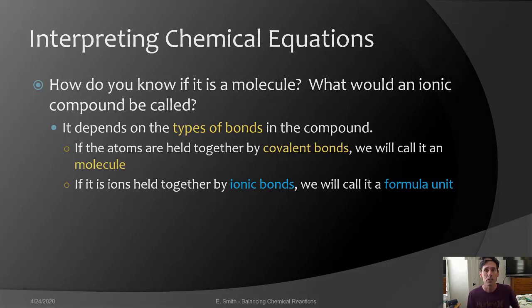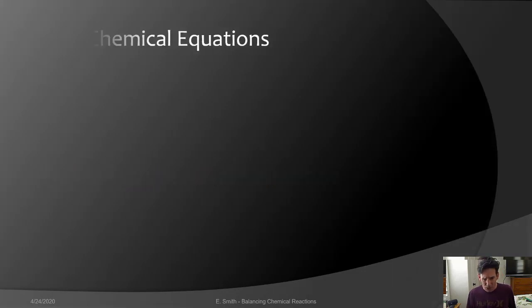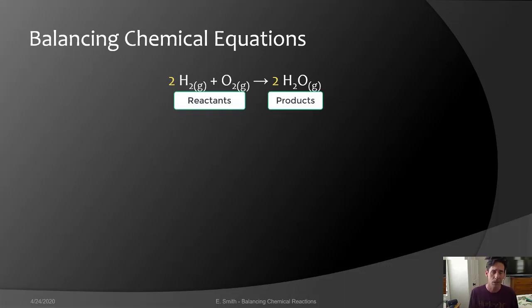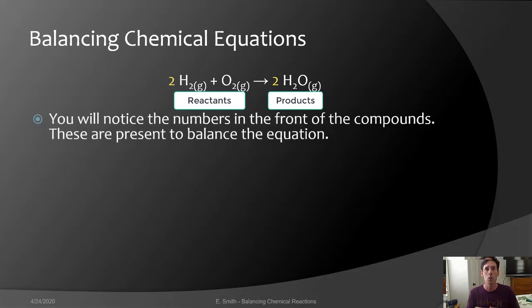Okay? So let's talk about what we're going to be focusing a little bit of our attention on today, which is the idea of balancing chemical equations. If you look at the equation that I've been using as an example, we have 2H2 (g), with g standing for gas, plus O2 (g), forming 2H2O. Now, the numbers in the front of the compounds allow us to balance the equation.